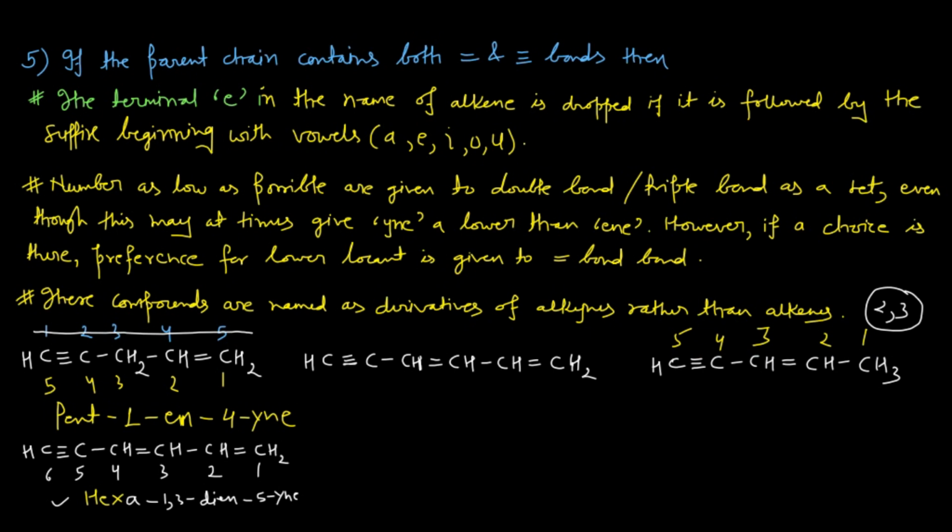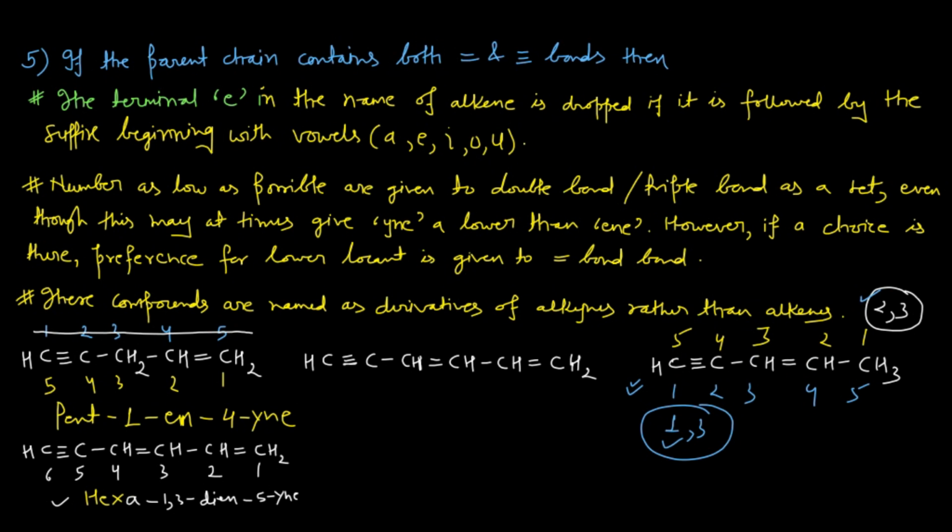But if you follow this pattern, 1, 2, 3, 4, 5, then you have the locant set 1, 3, and this 1 is lower than 2. So in that case you will not give the priority to the double bond, you will give the priority to the triple bond, because you have to follow the lowest set of locants rule. This is the lowest set of locants, because this one is smaller than 2, right? So you will select this numbering pattern. Here you are not giving the lowest number to the double bond, because it would violate the lowest set of locants rule.